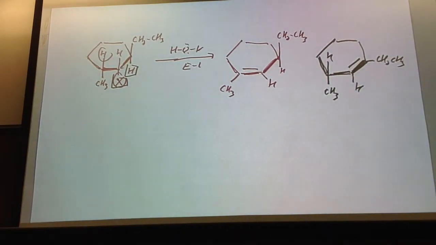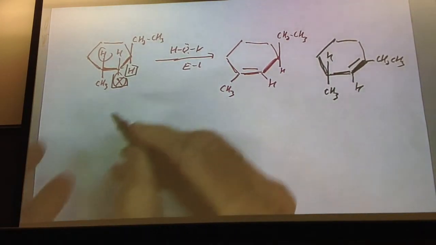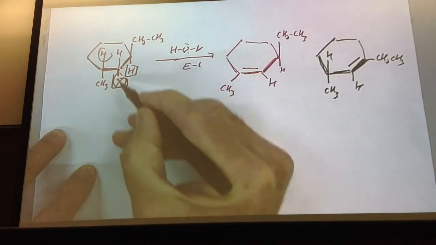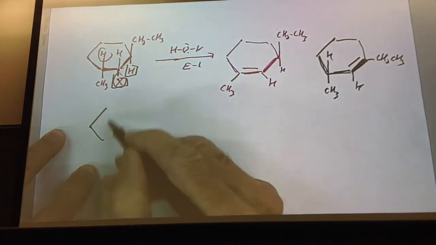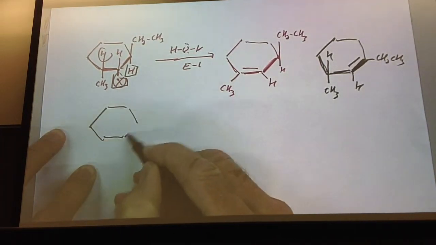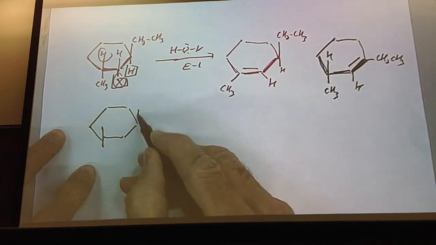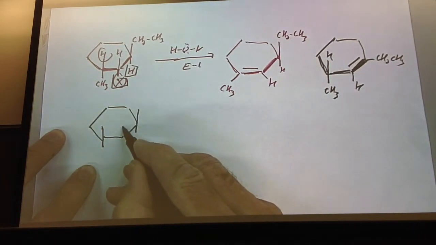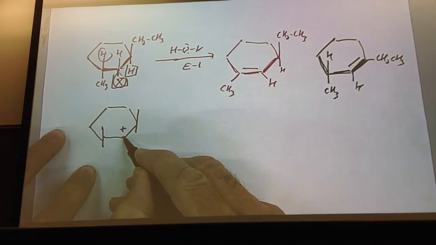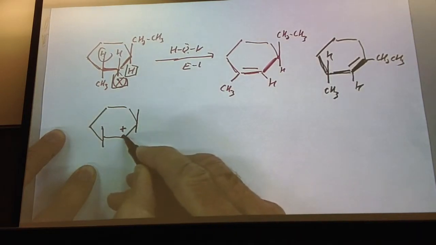And the reason is, in the E1 mechanism, remember the slow step is the halogen first leaves. If that halogen leaves, then this will have a plus charge. This carbon will be sp2 hybridized.